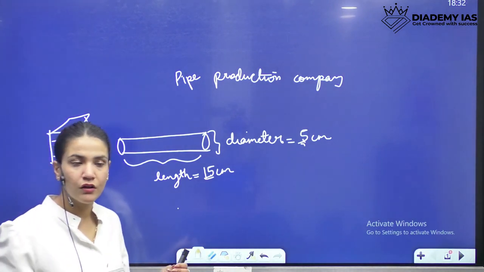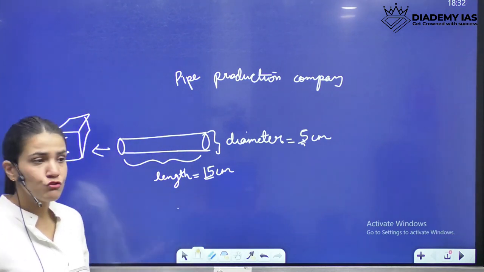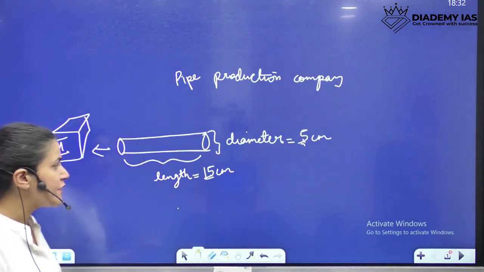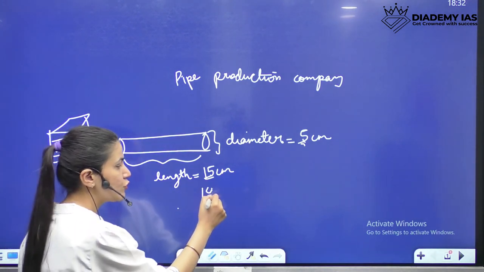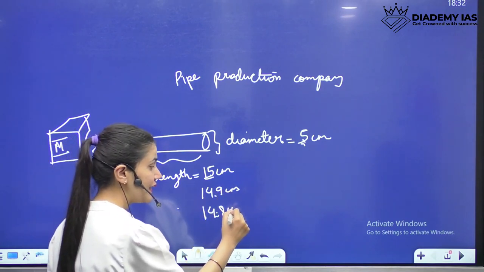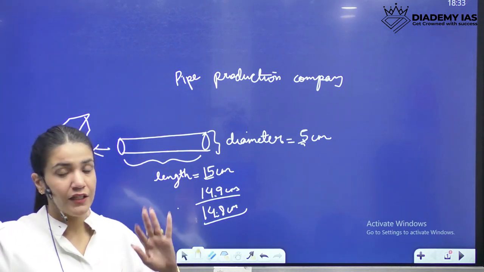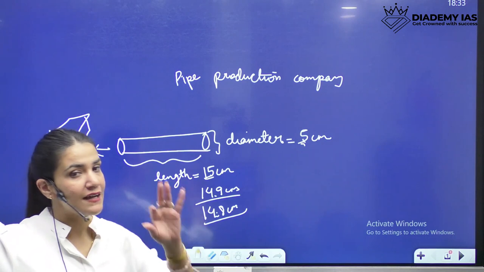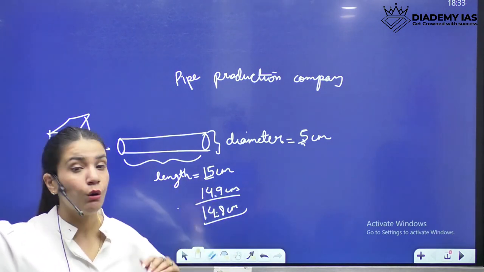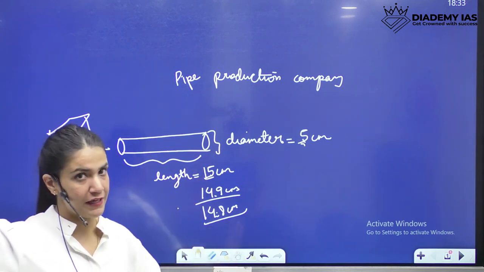It would be running for years, for hours, for so long, so there is a good chance of wear and tear happening. It cannot be absolutely 15. Sometimes it would be 15, sometimes 14.9 centimeter, sometimes 14.8 centimeter. So the perfection level has to be decided: this is the particular point in the process of production we are ready to negotiate, but below or above that, we are not going to have any chances of defects occurring.